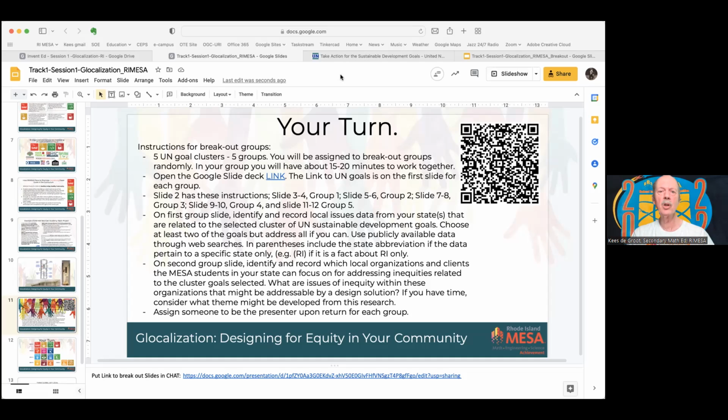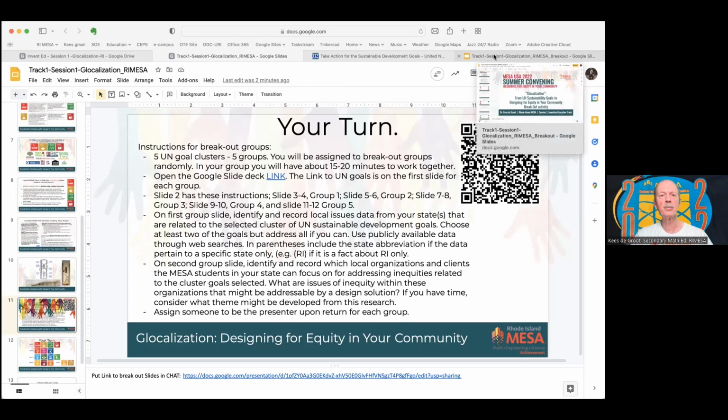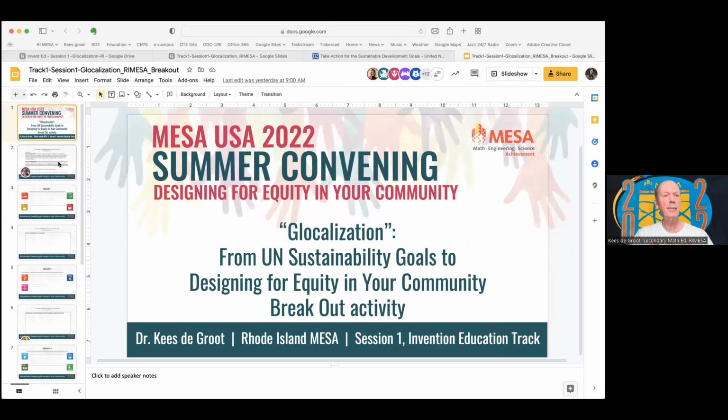Group 1 will be using slides 3 and 4. Group 2 will be using slides 5 and 6. Group 3, slides 7 and 8. Group 4, slides 9 and 10. And group 5, slides 11 and 12. So I will open it up and share that in just a minute so you can see what the expectations are. Actually, let me do that now. It'll make it a little bit easier. So this is the breakout group slide deck.